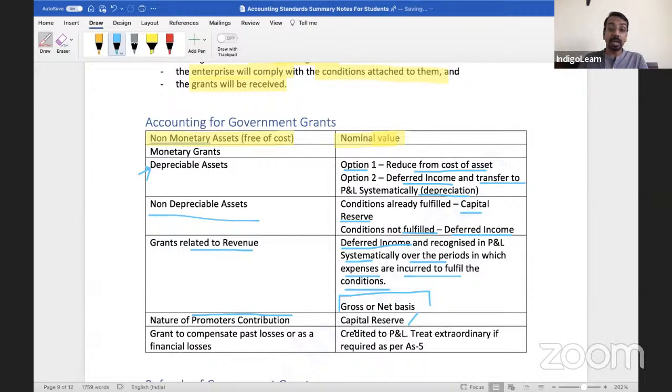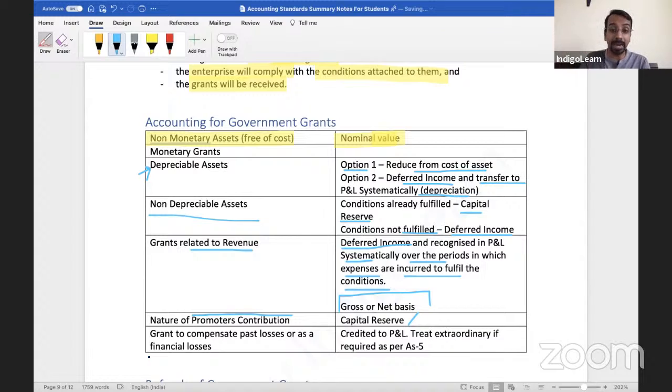Okay. Then sometimes grant may be given to compensate past losses or financial loss. Let's say during COVID, government may come up with a policy and say that every company in this particular area, because of losses due to COVID, will give them, let us say, 1 lakh rupee, for example. Now this 1 lakh is not for future conditions to be satisfied. Conditions are already satisfied. There was a loss and the government gave us a grant. In such a case, you need not take it to deferred income because there are no conditions to be fulfilled in the future. Losses has already been incurred.